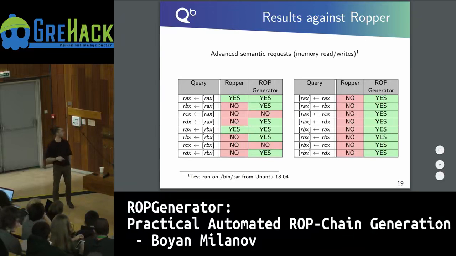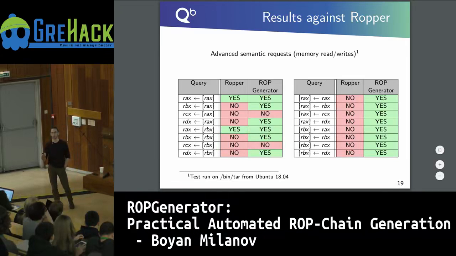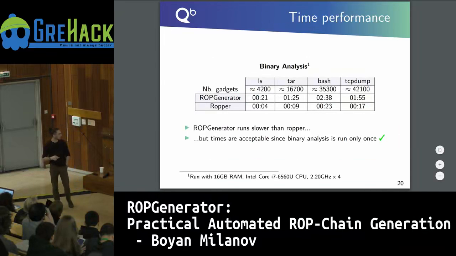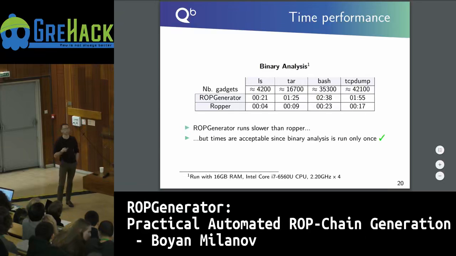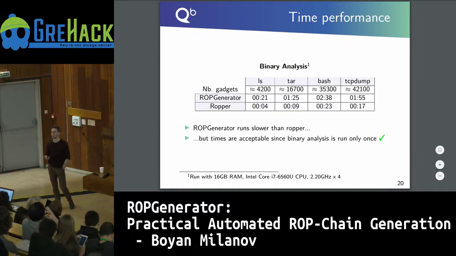I also gave queries manipulating memory, so reading or writing from memory with a register. And again, ROPGenerator proved to be much more powerful. I also measured the time consumption. For binary analysis, that means the time you need to get all the gadgets and analyze them, you can see that ROPGenerator is actually much slower than ROPer, but still the time needed for the computation is really acceptable. Like 2-3 minutes, you can just get a coffee and come back, and this is done.